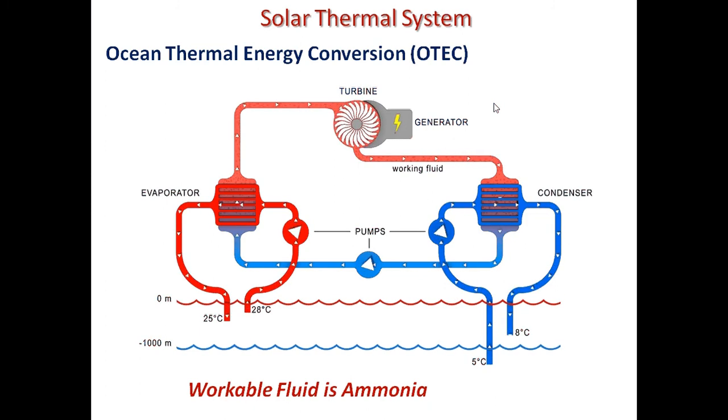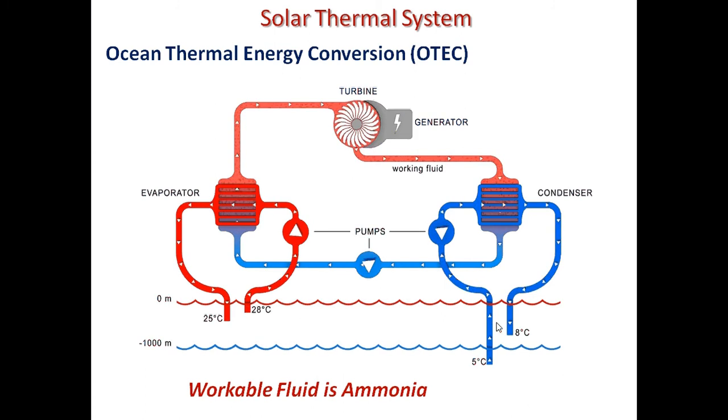Okay, so let's look into the first device, which is called ocean thermal energy conversion, or OTEC. Now, the sea is huge. 70% of our earth's surface is covered with sea, and that means that most of the solar energy falling onto the earth's surface falls on the sea. So the sea is actually capturing more solar energy than the land. So there is a lot of solar energy being stored in the sea.